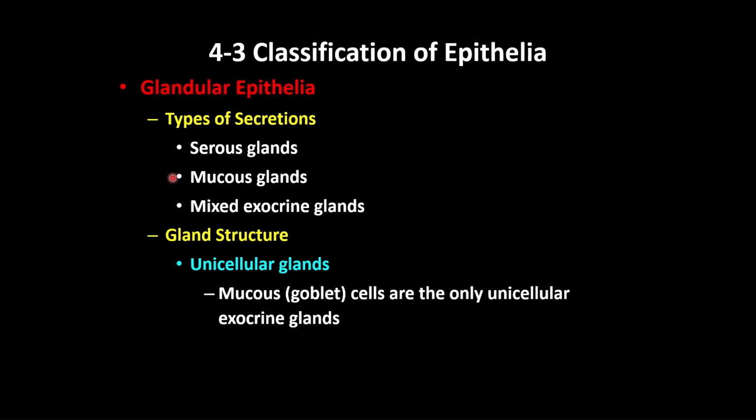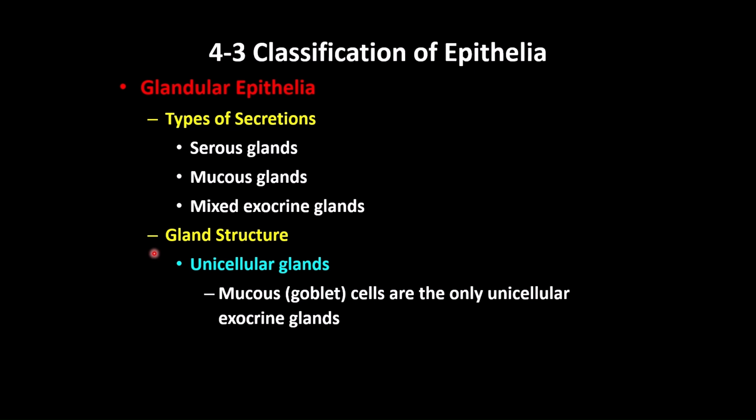Mucus glands: these secretions are a little bit thicker. They are produced in the respiratory system and gastrointestinal system, and some of the exocrine glands produce both serous and mucus secretions. Gland structure is another classification of the glandular epithelia.